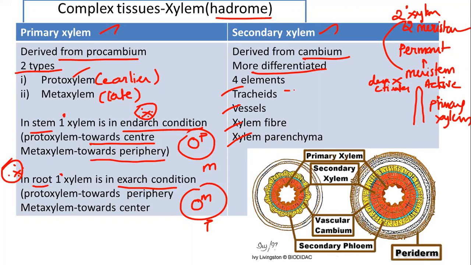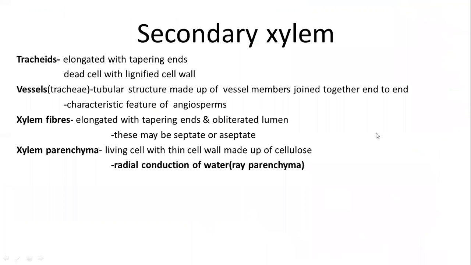So in this you can see all these three: tracheids, vessels, and xylem fibers are dead cells, whereas parenchyma is the only living cell. We'll see what that is in depth. Secondary xylem develops from cambium during secondary growth, right?